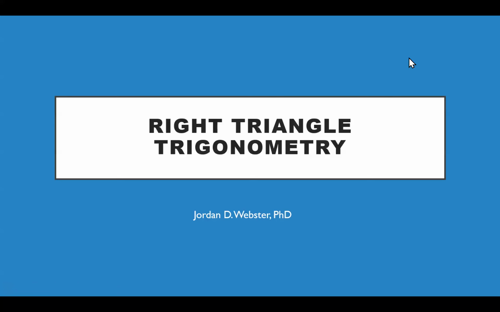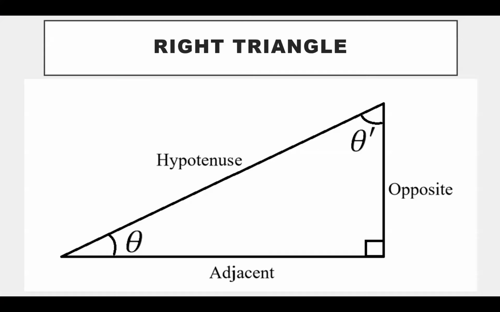In this video, we're going to take a look at right triangle trigonometry. So we're going to start with a right triangle. A right triangle is a triangle with a 90-degree angle, and the two sides of that triangle, which meet at the 90-degree angle, are called the legs of the triangle. The side opposite the 90-degree angle is called the hypotenuse.